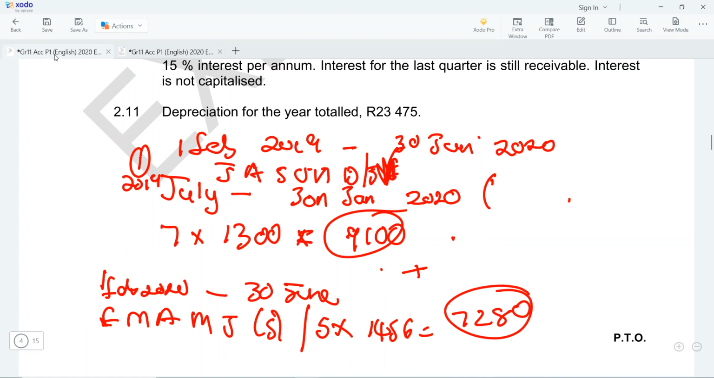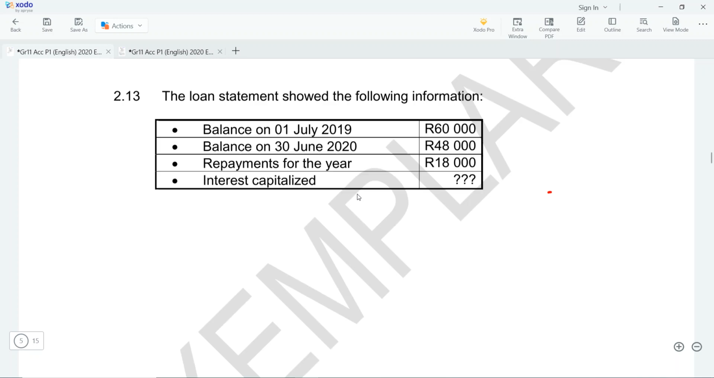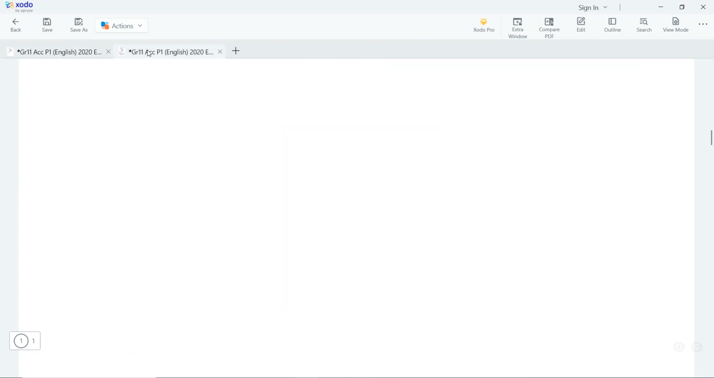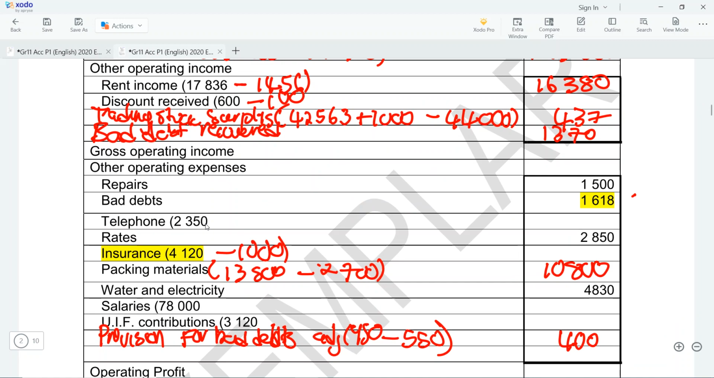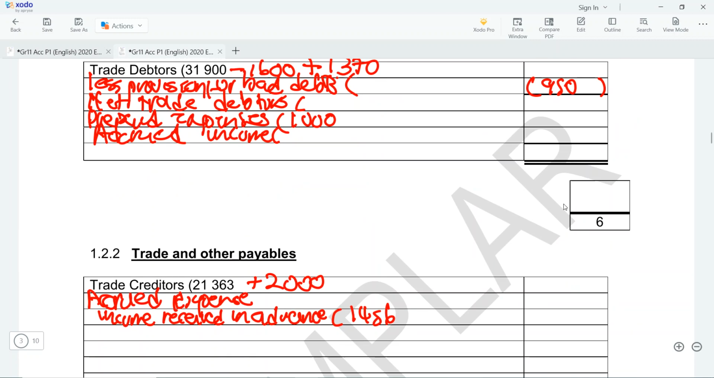So here they are saying the following details. Okay, let me see if I did not jump anything. I saw something about depreciation. Okay, let's come back here. So now here they're saying the telephone account for June 2020 must still be paid. The moment they're saying that it must still be paid, we know that it is accrued, so we're supposed to increase it so that it can be equal to 12 months. So we'd say plus 230 on the telephone, and also go to accrued expenses and say to date.